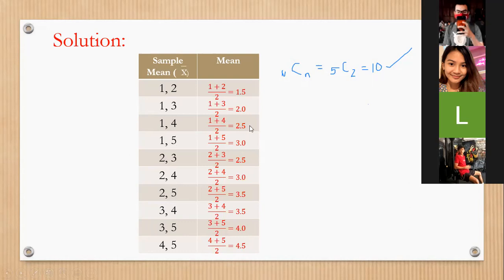Ngayon, from this mean, mag-start na tayong maglagay ng ating sampling distribution. I-construct na natin yung sampling distribution of the sample means. And that is actually our discussion, one of the main topics for this week. So, paano po yan? So, tingnan ninyo, ilan lang ba ang lumalabas ng mga means natin dito? We have 1.5.